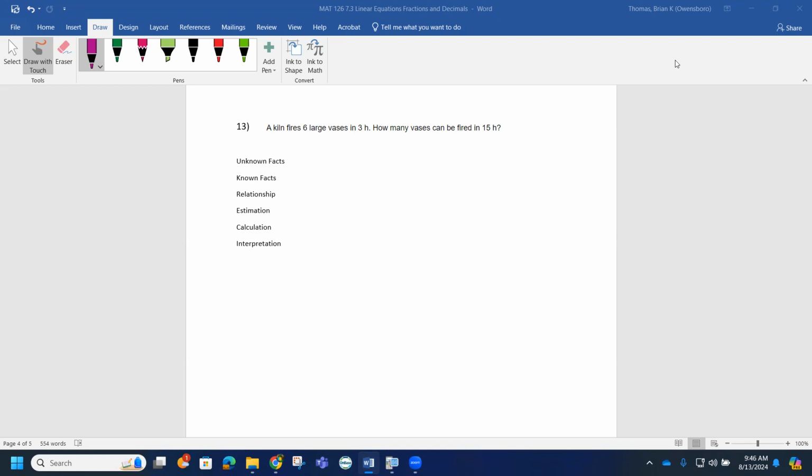Looking at another application, again, we're trying to solve equations. So let's just see where this one takes us as far as our thinking goes. A kiln fires 6 large vessels in 3 hours. And then how many vases can be fired in 15 hours? So it sounds like a pottery lesson.